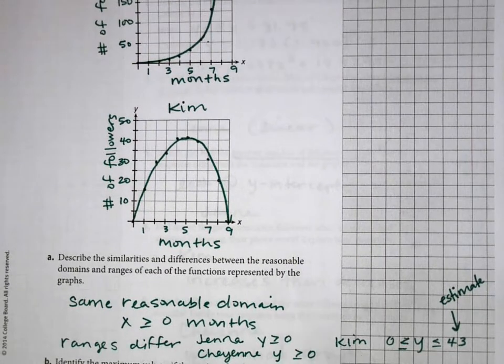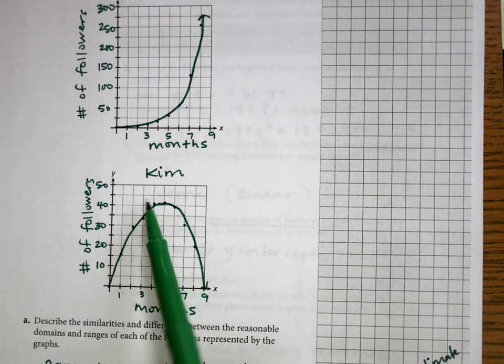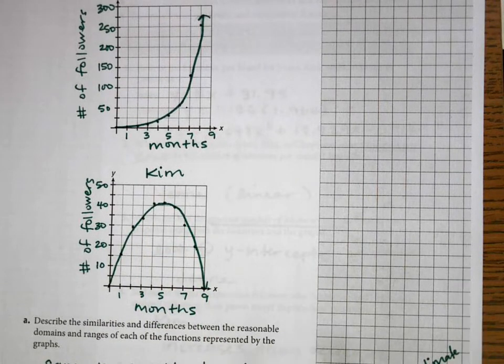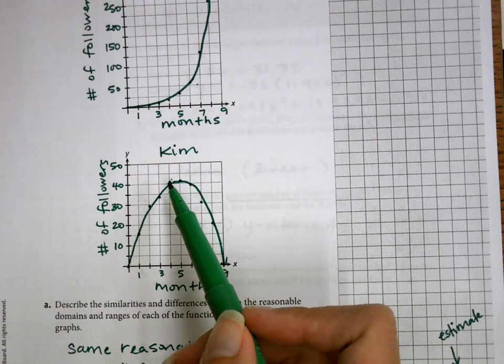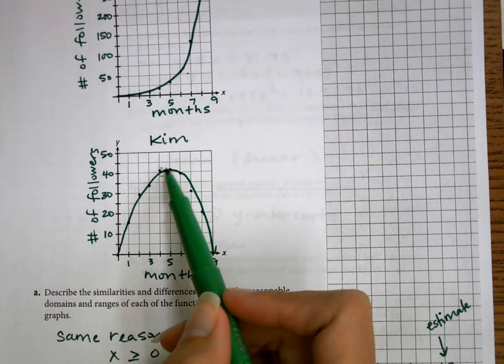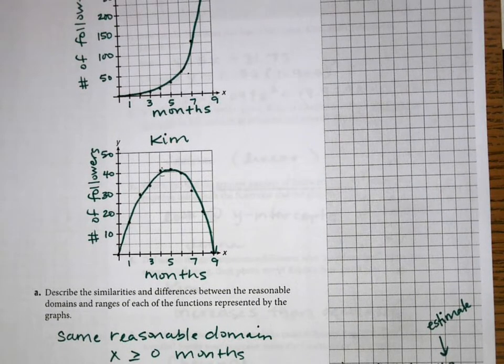The linear equation is going to keep going up. The exponential function is going to keep going up, and then the quadratic function, she reaches a max. So her reasonable range would be between 0 and 43. And you can figure out that max number right there on your calculator, or it's called the vertex, as we know. So you could calculate x equals negative b over 2a and plug that back into your function to find the y value.